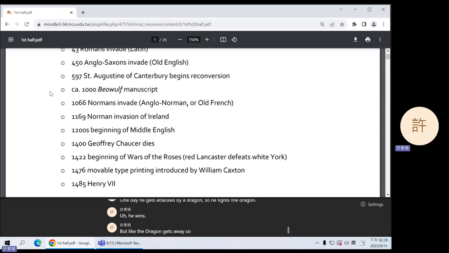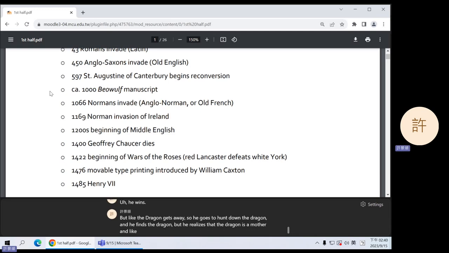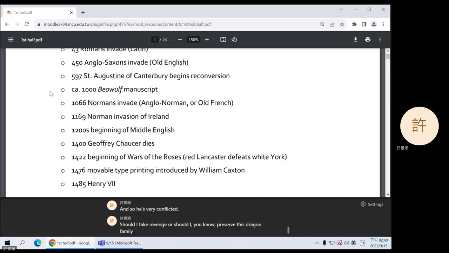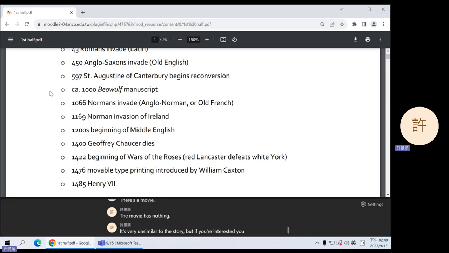So he goes to hunt down the dragon and he finds the dragon, but he realizes that the dragon is a mother and she has little dragons. And so he's very conflicted. Should I take revenge or should I preserve this dragon family? So it's actually quite interesting. There's a movie. The movie is very dissimilar to the story. But if you're interested, you can watch it. It's a Hollywood action movie.